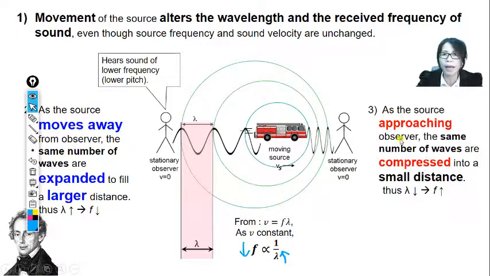As the source approaches this observer, the same number of wavelengths is being compressed. Why? Because the distance between the moving source and the stationary observer is getting smaller and smaller. So the wavelength is being compressed in a small distance, and our wavelength will become shorter.